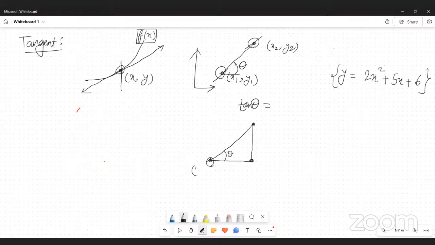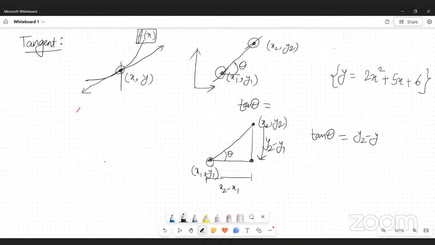So this point is x1 comma y1. This point is x2 comma y2. So this length would be equal to y2 minus y1. Similarly, this base would be x2 minus x1. So the value of tan theta is equal to opposite divided by base. Opposite here would be y2 minus y1, and base here would be x2 minus x1. Is this clear to everyone? Is this clear how this came, or should I derive it again, like I had done in the previous class?